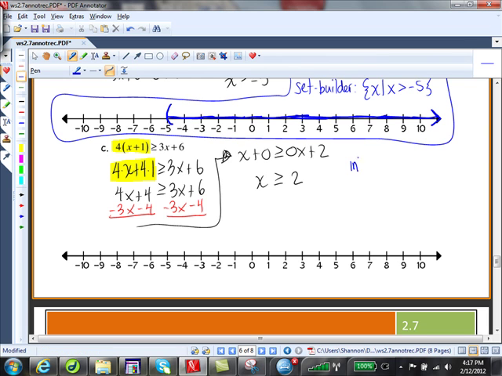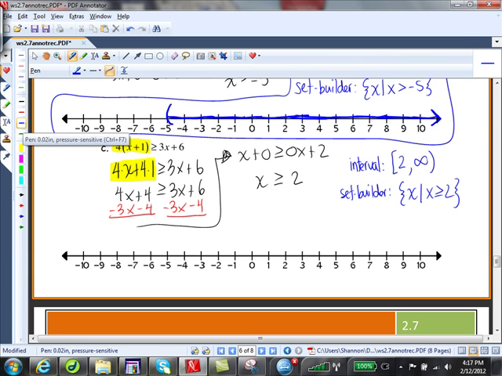So our interval notation solution, 2 is our left endpoint. It is included, and we're going off to infinity. And our set builder is x such that x is greater than or equal to 2. And our graph, we want to go to the right of 2. And we're including it, so we have a square bracket.